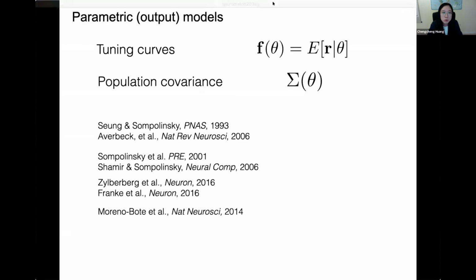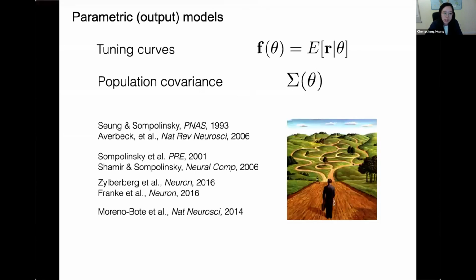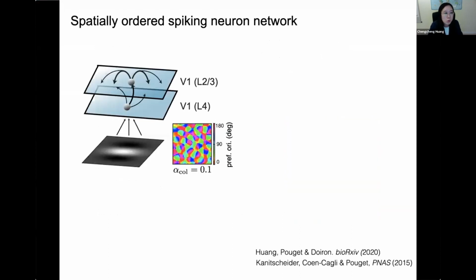Depending on their different assumptions, they often lead to different conclusions. So in some models, correlation can be important for information coding, whereas in other models, correlation can hurt information. It has been a meandering path in the literature and it is still not clear whether correlation is good or bad. So instead, we want to use a different approach. We want to study this information flow in a mechanistic spiking neural network, where both the tuning curve function and the population covariance are shaped by the circuit wiring.